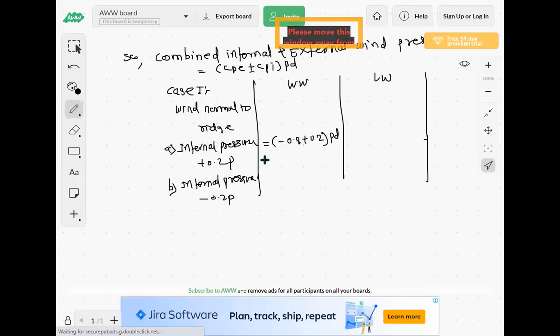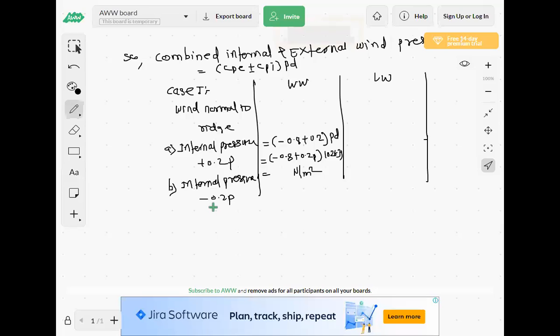So PD, how much PD is there? So minus 0.8 plus 0.2 P, PD, I think 126.39, correct? PD, we have calculated PD value. And now tell me this value in Newton per meter square. Combined internal and external wind pressure, we are calculating now. Here wind pressure for 90 degree windward side. Similarly, we are calculating leeward side. Similarly, we are calculating internal pressure minus 0.2 P. So tell me the answer.